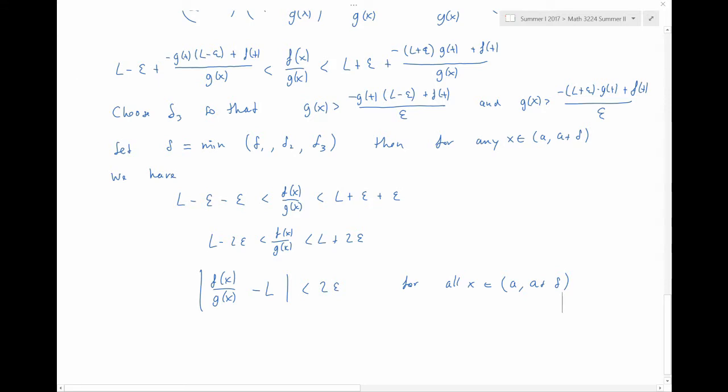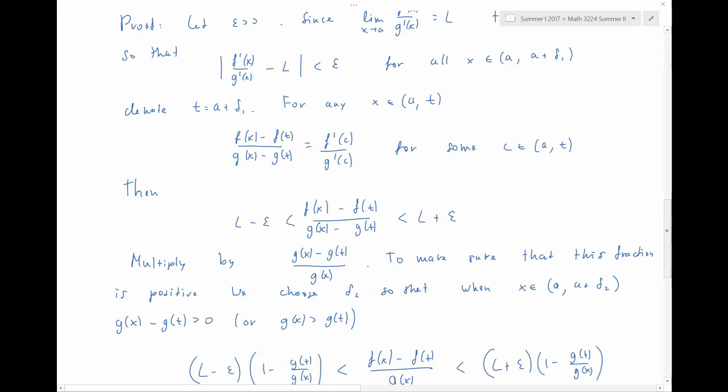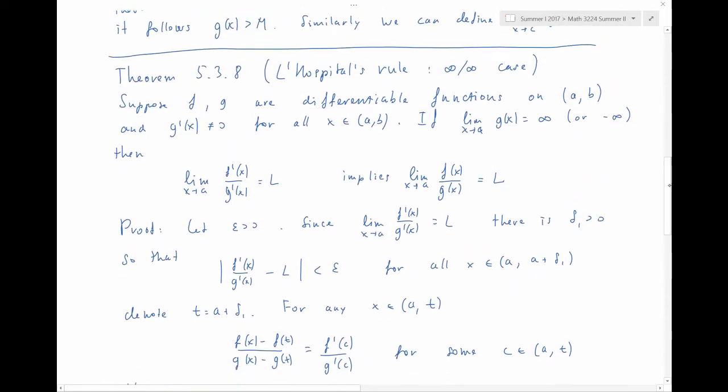But that's exactly the definition of the limit when a is the limit point of our interval. Therefore, the limit as x converges to a of f of x over g of x is actually L. Again, I'd like to point out that we only use the fact that g of x converges to infinity to show it. So L'Hopital's rule will work even in the case when only g of x converges to infinity and f of x converges to a finite limit.